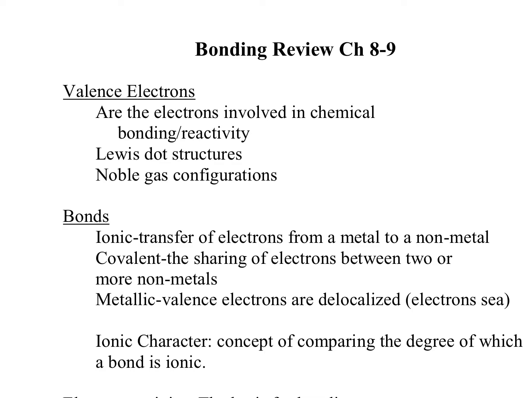So let's start with valence electrons. Valence electrons are the electrons involved in bonding and reactivity. So that is going to be the basis of what we're using. We only gain and lose valence electrons. They're the only ones that create ions. They're the only ones that create bonds. So they are what is involved with chemical bonding and reactivity. Lewis dot structures are our way of representing them. When we're talking about valence electrons and doing our Lewis dot structures, we are only doing the s and the p orbitals.